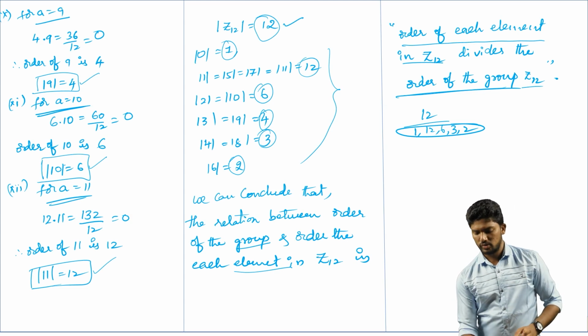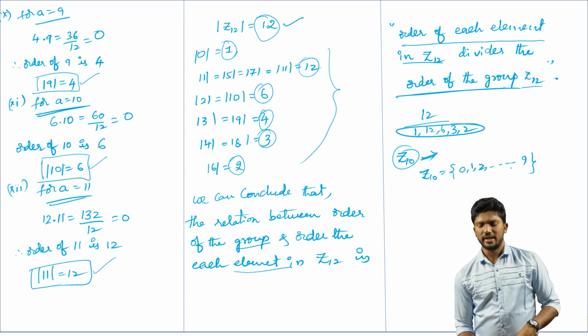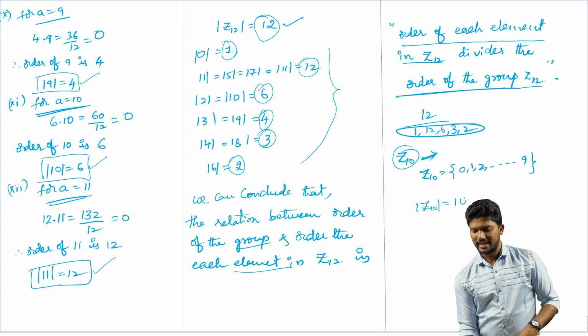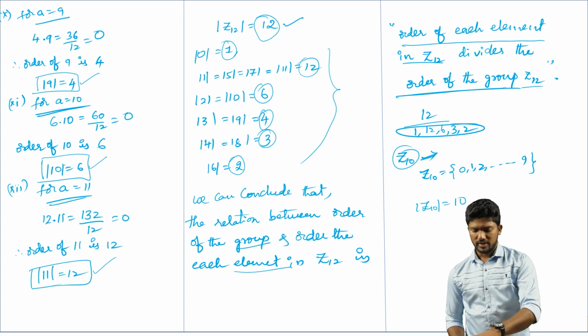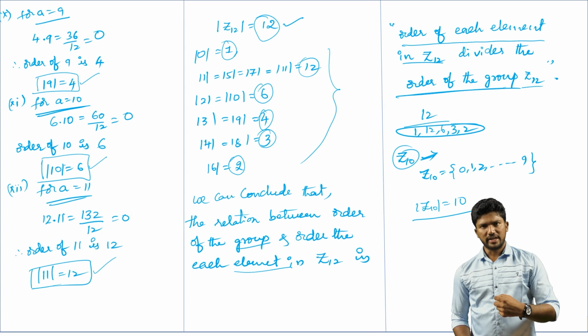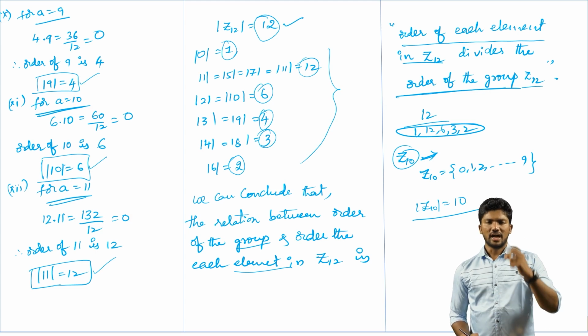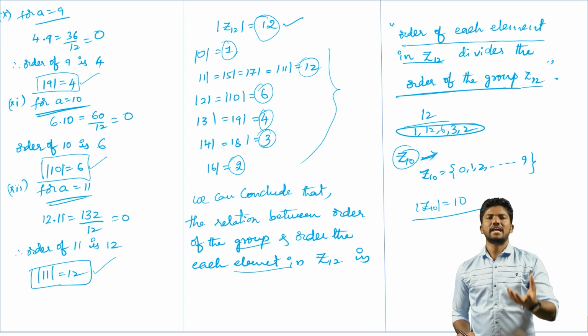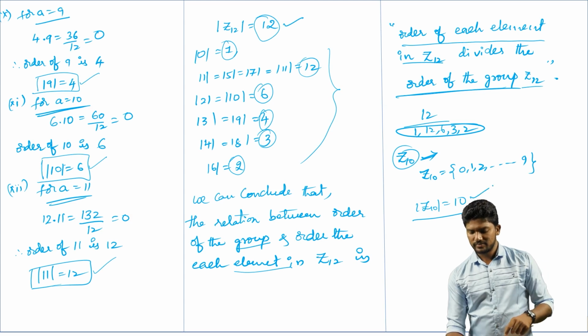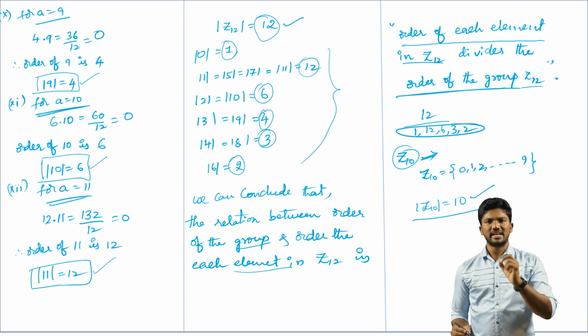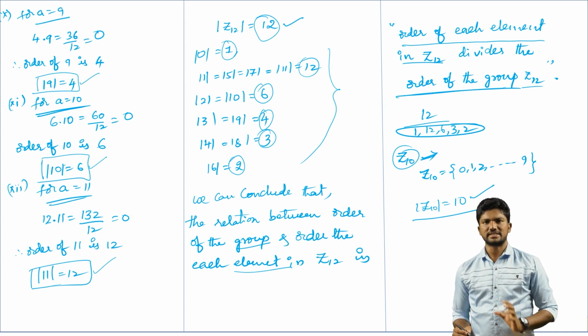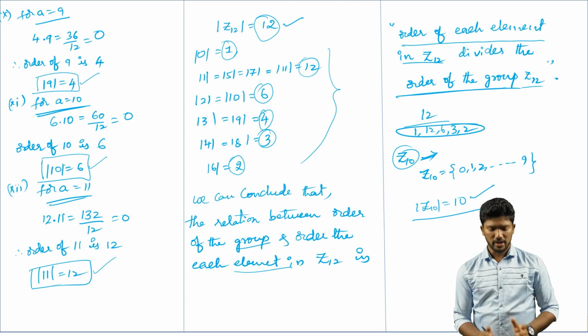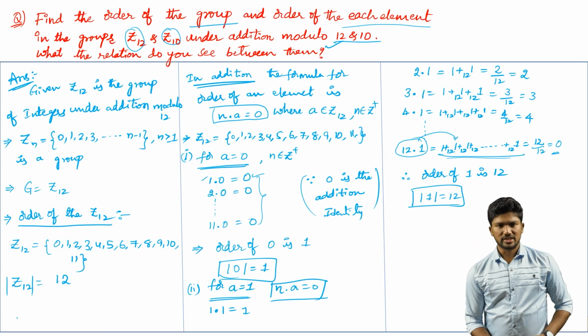If you take Z suffix 10, you have to solve the same problem in this format only. You know the group Z suffix 10 is equal to 0, 1, 2 and so on up to 9, so the order of Z suffix 10 is equal to 10. After finding the order of the group, you have to find the order of each and every element in Z suffix 10. After getting the orders, you have to compare the relation. There also the order of each element divides the order of the group. That is the conclusion you have to mention in the examination. In this format you have to write the solution of this problem.